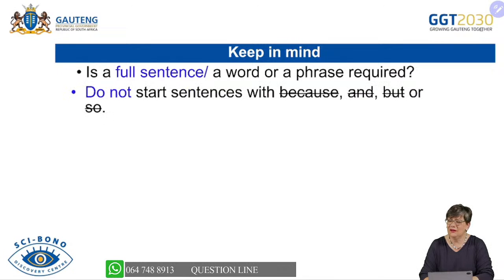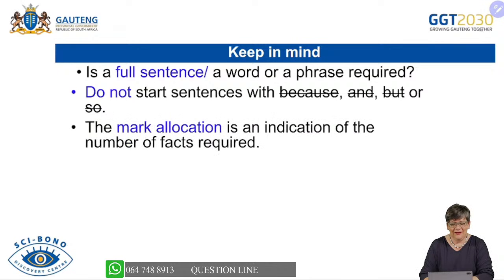So make absolutely sure you know exactly what is required from you. Please remember, don't start a sentence with a conjunction like because or and or but or so. You shouldn't start any sentence like that. The next thing you can look at, which is a really good indication of how much you have to write, is obviously your mark allocation. Always refer to how many marks each question counts. That will give you a very clear idea of how much you have to write.